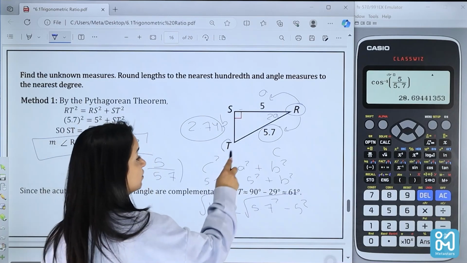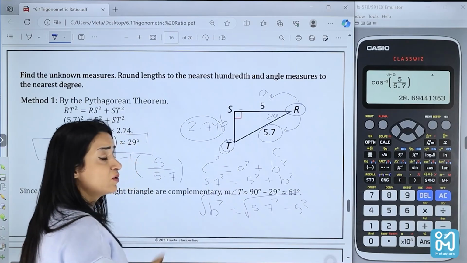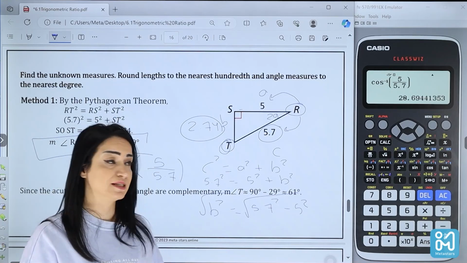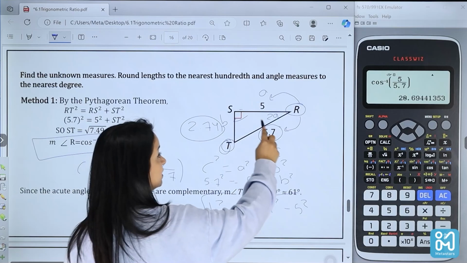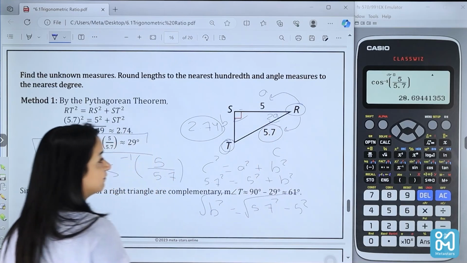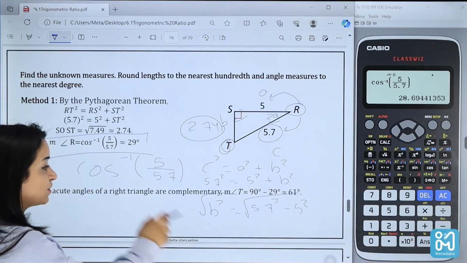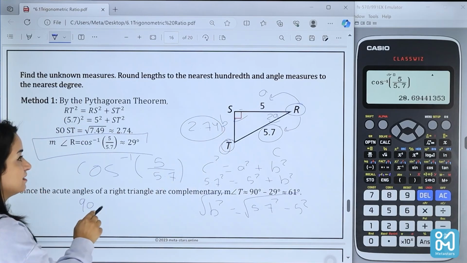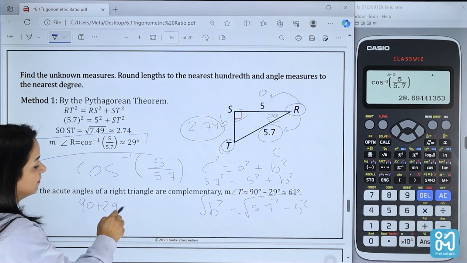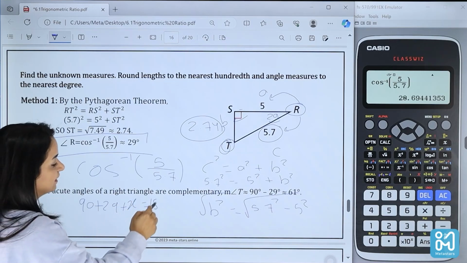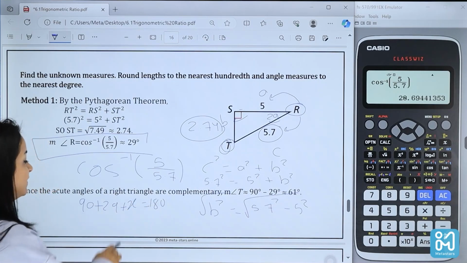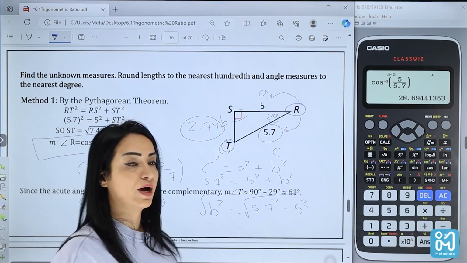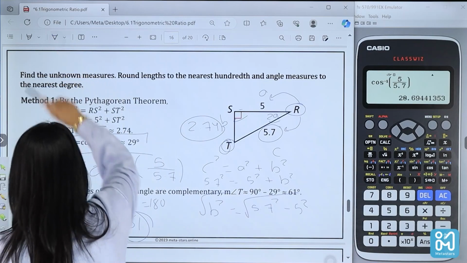Now I need to find the measure of angle T. As we know, the three angles in the triangle add up to 180. Since I know this is 90, this is 29, we can find the measure of angle T. So we can say that 90 plus 29 plus x is equal to 180, to get the value of x. It is equal to 61. Okay.